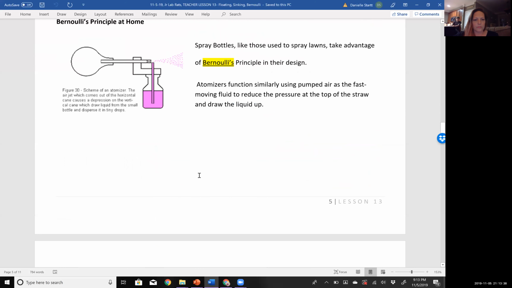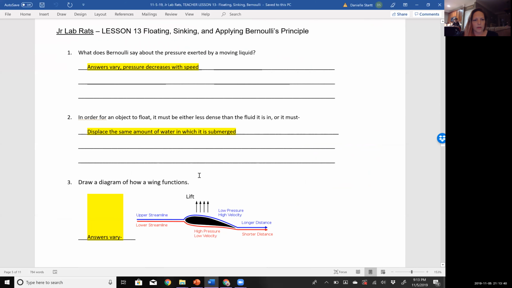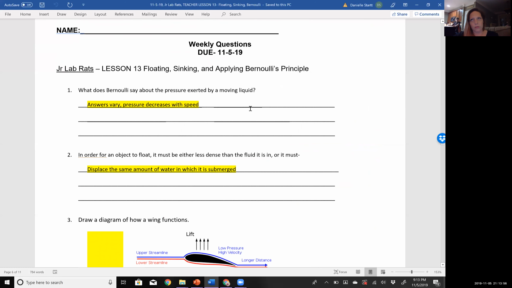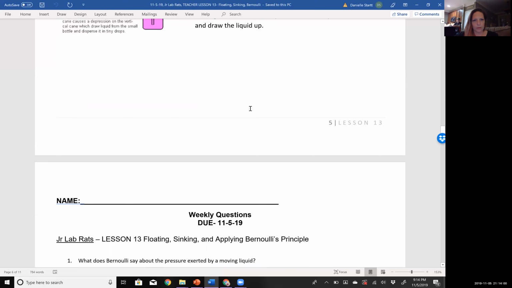And lastly, draw a wing. Ta-da, there's a wing. You can draw a wing diagram. With this one here, be sure that you are using the language about displacing the same amount of water in which it is submerged when you're on your test. If you use other language, like involve the word weight or whatever, it's not going to be the correct answer.